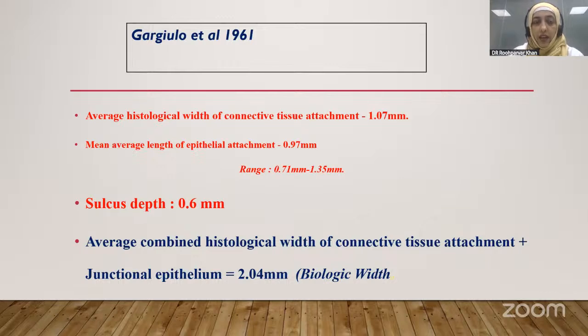So Gargiulo et al. in 1961 suggested that histologically, the average width of connective tissue attachment is 1.07 mm, and the mean average length of epithelial attachment is 0.97 mm. And the sulcus depth is 0.6 mm. So biological width will be the combination of connective tissue attachment and junctional epithelium, which, when we add all these measurements, we will get around 2.04 mm. This is for a natural tooth. But when we consider the biological width for an implant, it is 3 mm, which I will be explaining in the further slides.